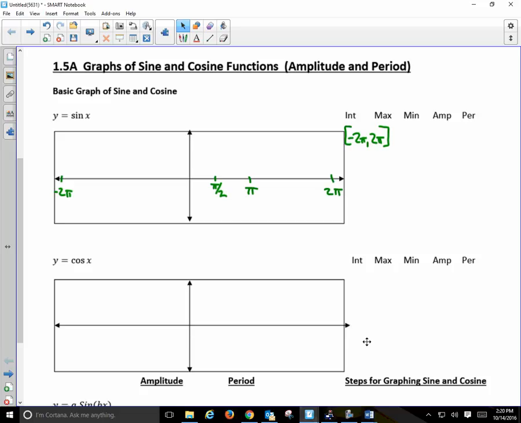So those are the angles that we are using in this situation. So I've got pi over 2, I've got pi, and I've got 3 pi over 2. And I'll draw the negative ones as well. Negative pi, negative 3 pi over 2, and negative pi over 2.